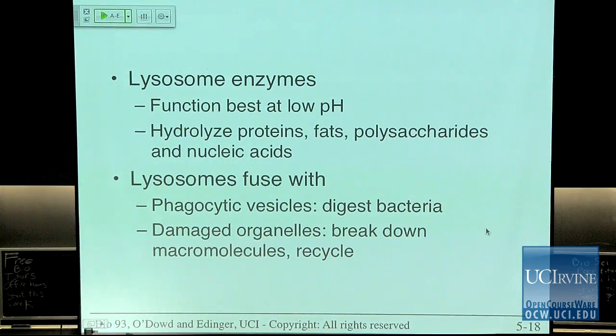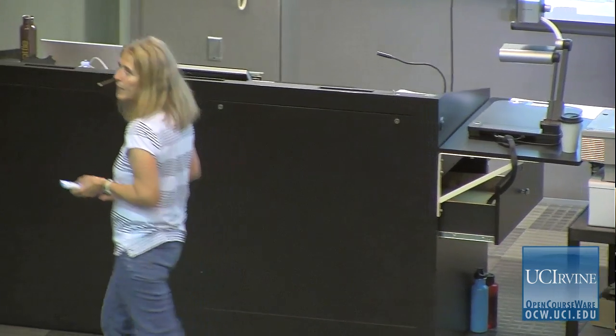We'll talk about the process of hydrolysis in section 2, unit 2 coming up. And lysosomes fuse with phagocytic vesicles, like we saw in the white blood cell, that contain a bacterium to digest it. And they can also fuse with damaged organelles, where they break down macromolecules and recycle them. So this is the recycling plant for major macromolecules. Okay, remember we have a quiz on Wednesday at the beginning of class.